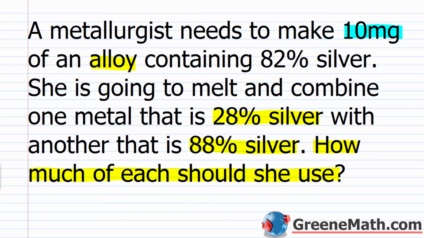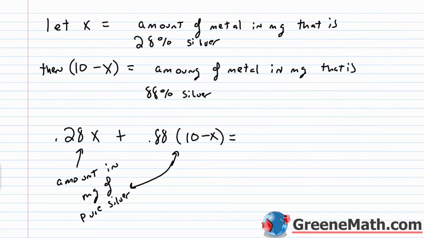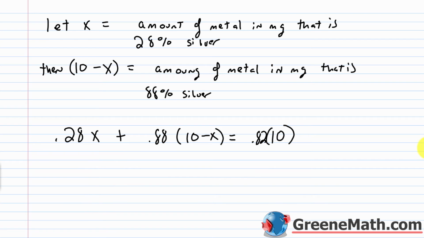In the problem, it says that the metallurgist needs to make 10 milligrams of an alloy containing 82% silver. So 10 is the total weight, and the percentage is 82%, so 0.82. And so now we have an equation. Now we have something we can solve. The amount in milligrams of pure silver is equal to the amount in milligrams of pure silver. One side is going to be equal to the other. Let's go ahead and solve the equation now.